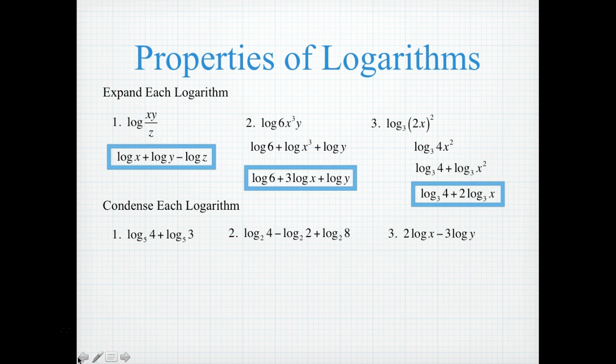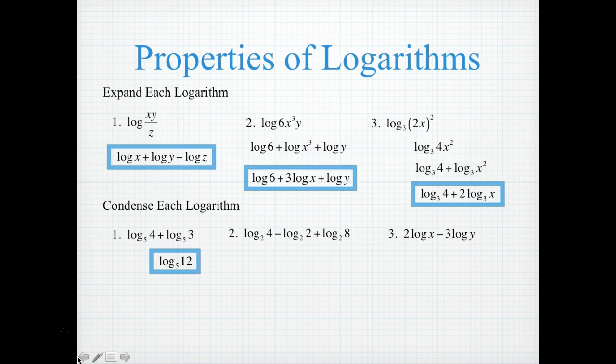In this next set of examples, we're going to condense each logarithm. So we have log base 5 of 4 plus log base 5 of 3. So notice that the bases are the same, and since they're being added, that's an example of the product property. So we can condense that log and multiply those two numbers, giving us log base 5 of 12.